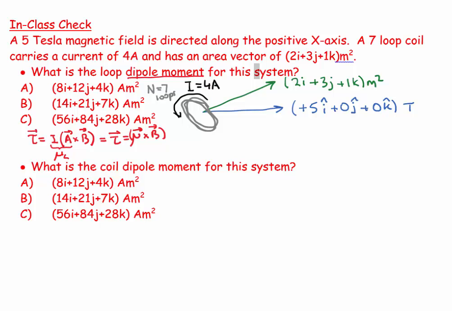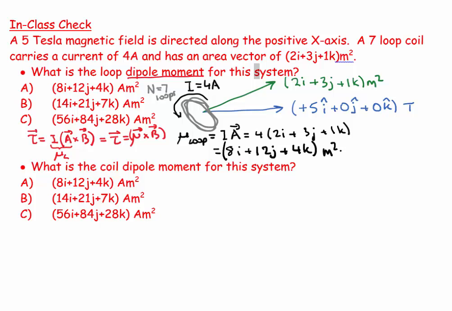So if we look at the question in hand, we want the dipole moment for the loop, and it's going to be IA, which is 4 times A, which would be 4 times 2I plus 3J plus 1K. And that would give us 8I plus 12J plus 4K. And the units, of course, would be meters squared times amps. And there we have that. That's for one of them, meters squared times amps.